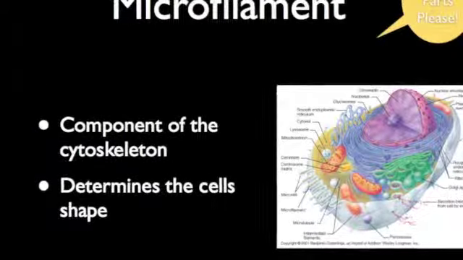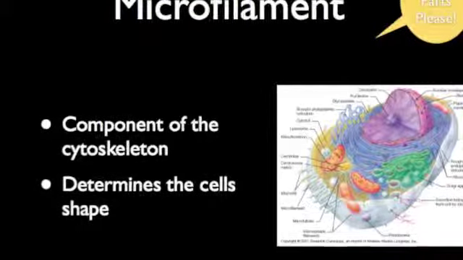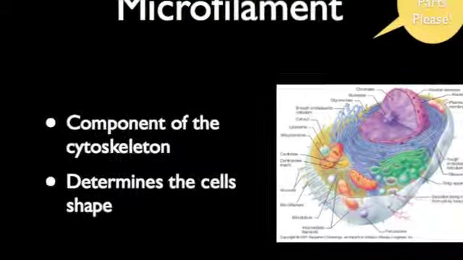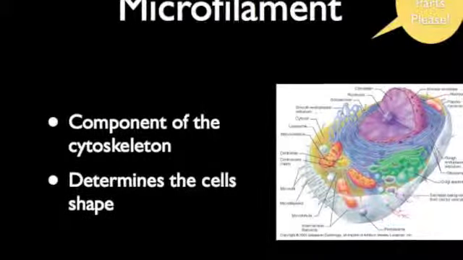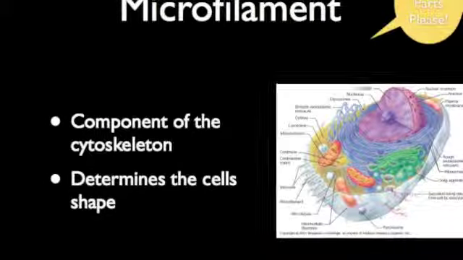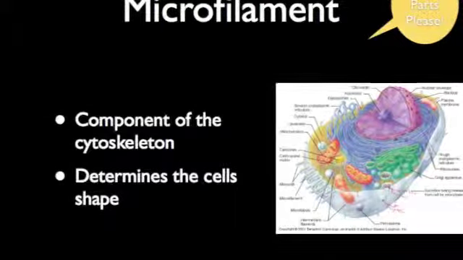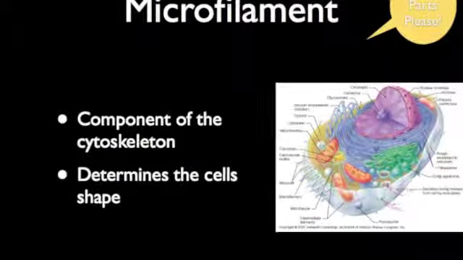The microfilament is a major component of a cell's cytoskeleton. They function in determining cellular shape as well as aiding in cellular movement. They are important for the formation of many different cellular projections that can allow a cell to move through its environment.